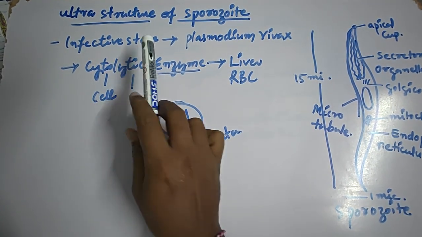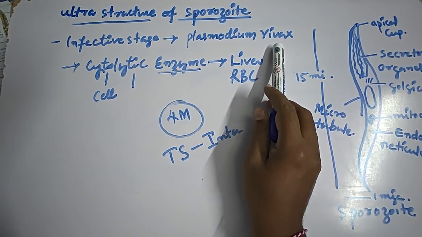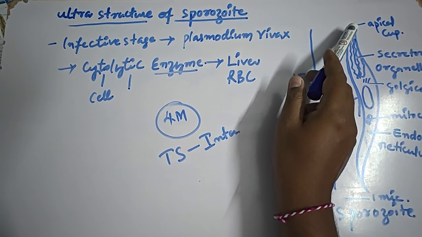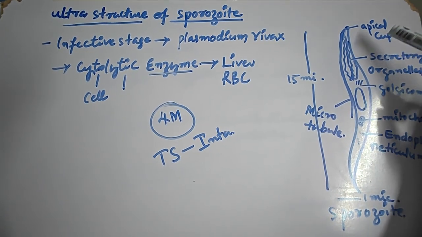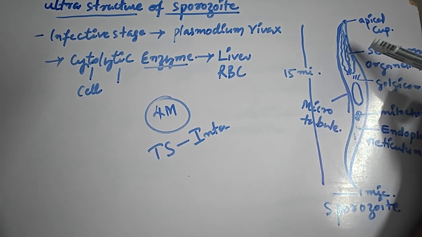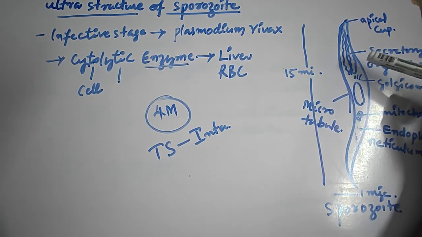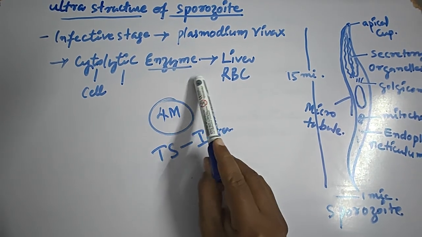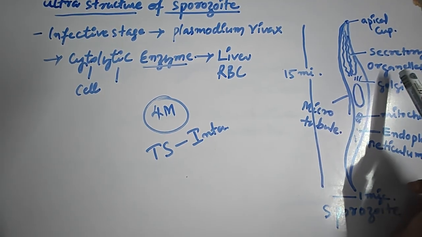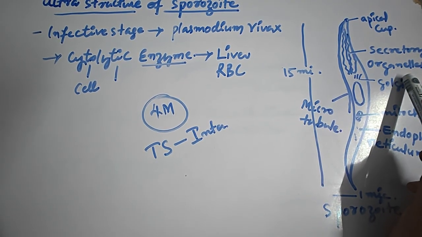It is the infective stage we see in Plasmodium vivax, and it has a cup-like structure at the upper, anterior part. It is the apical cup. It is attached with the secretory organelles, which produce the cytolytic enzyme that is useful to penetrate into the liver and the RBC cells. The apical cup is connected with a pair of secretory organelles.